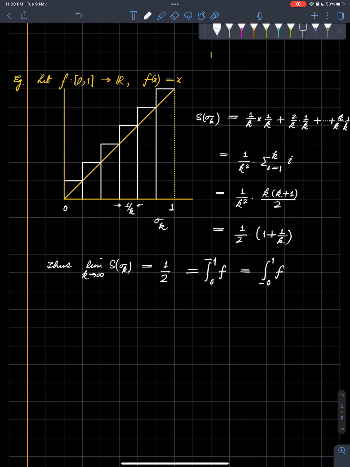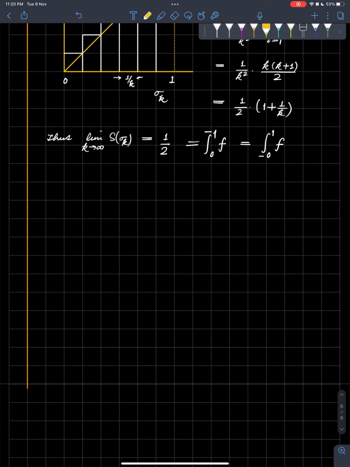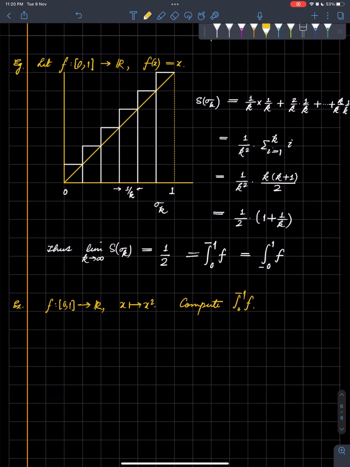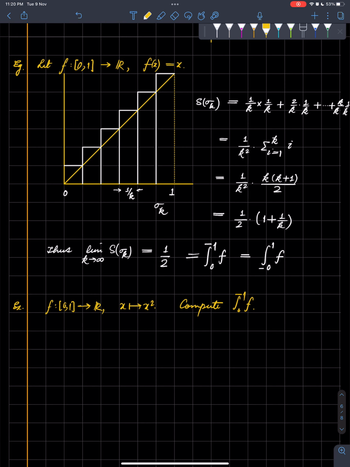Maybe you can take the following as an exercise. The exercise is to compute the upper integral and lower integral of this. Right. So I guess that's it.